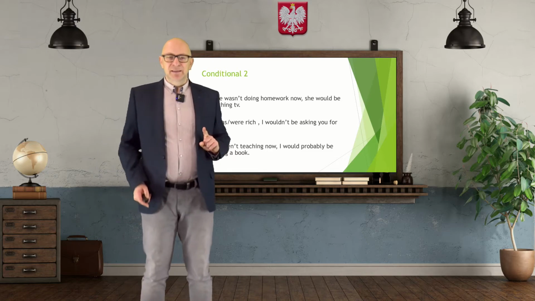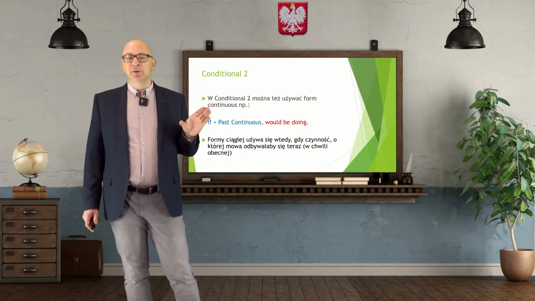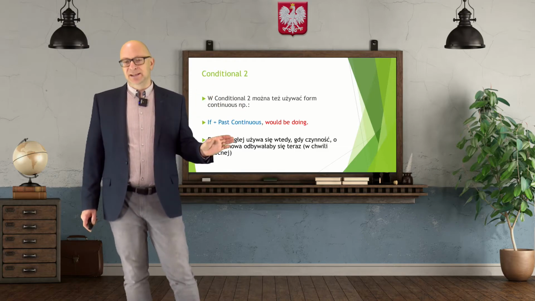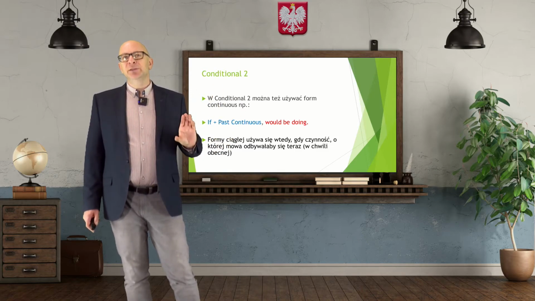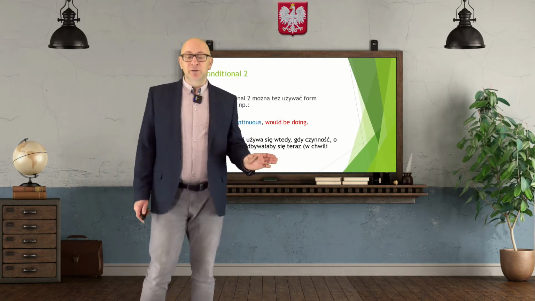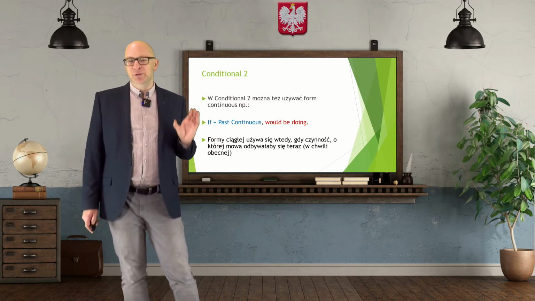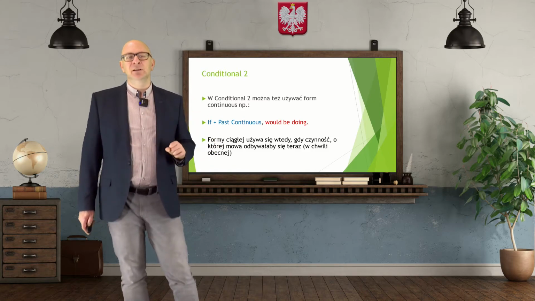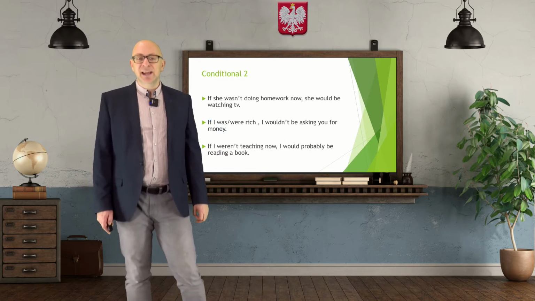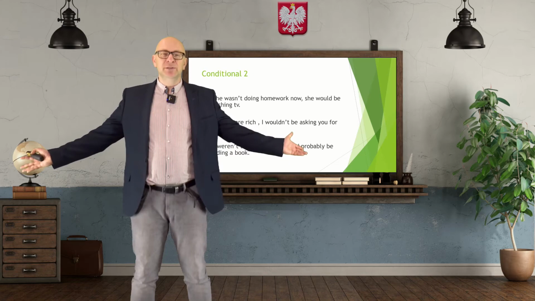However, I have to say that you don't have to use the continuous form in both parts of the sentence. You use it when you need to use it. So it very often happens that only one half of the conditional sentence will have the continuous form and the other will not. So look at the second sentence here. If I were rich, no continuous form here now. Why not?